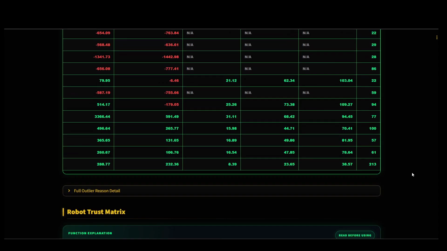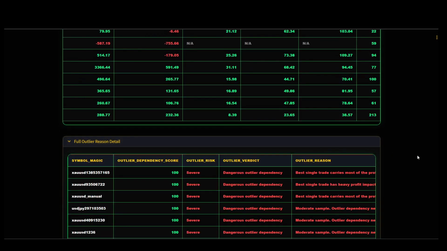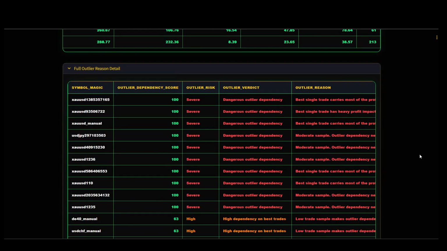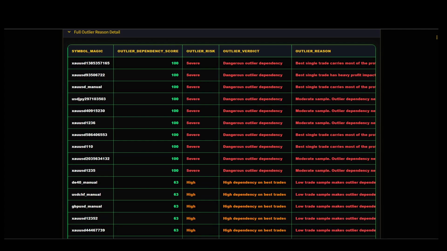Now we move into the full outlier reason detail layer. And this part pushes the dependency analysis even deeper. The table starts with the structural identity and classification of every robot. So first we see the symbol and magic number, the outlier dependency score, the outlier risk, the outlier verdict, and finally the exact structural reason generated by the tool. And this is important because now the workflow is no longer only giving scores. Now it starts explaining why the robot received that classification.